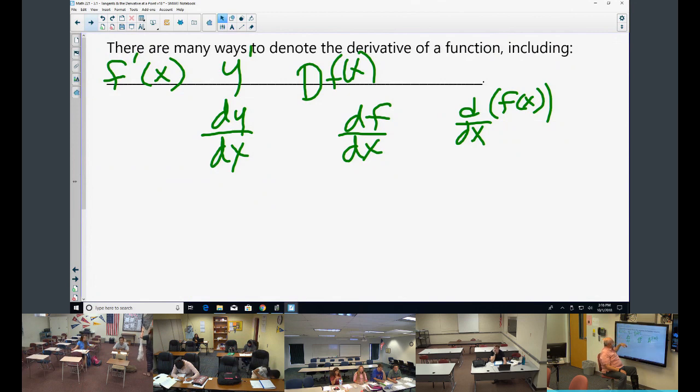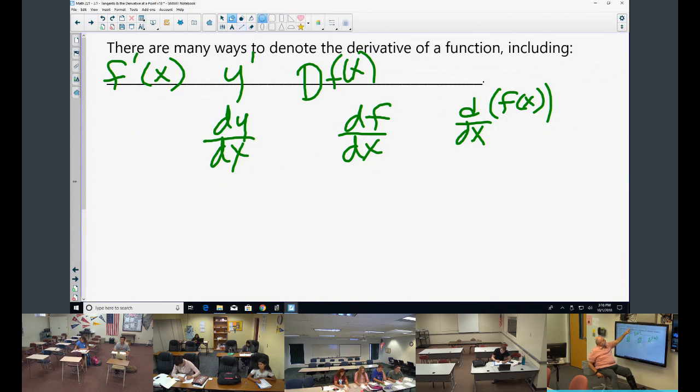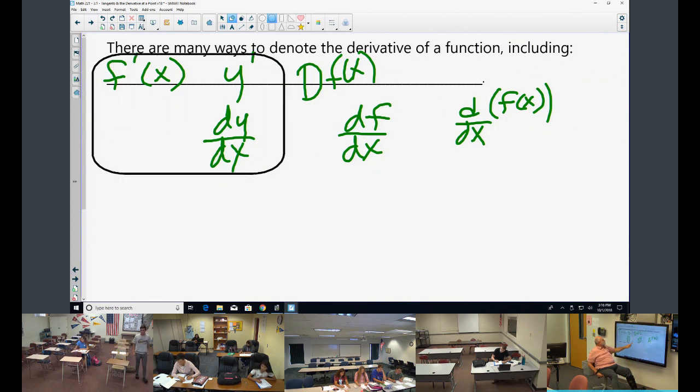All right. So there are many ways to denote the derivative of a function. Like we've been writing it as f prime of x, or you might see it as y prime. So the little slashy thing, you call that a prime, or dy dx. So these three right here are like the main ones. But you also might see capital D of f of x, or df dx, or d f of x dx. Those are other ways, but I don't hardly ever use those, but you might see them in your book. But they all mean find the derivative. So f prime of x, y prime, dy dx, those are the ones that I use.